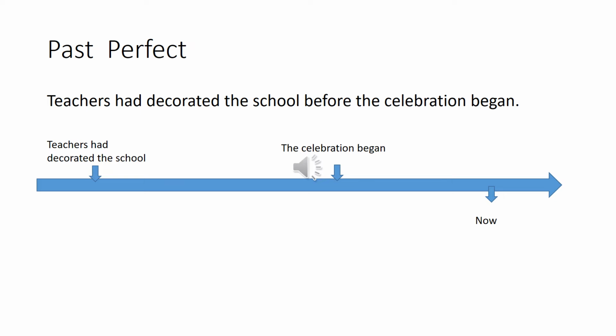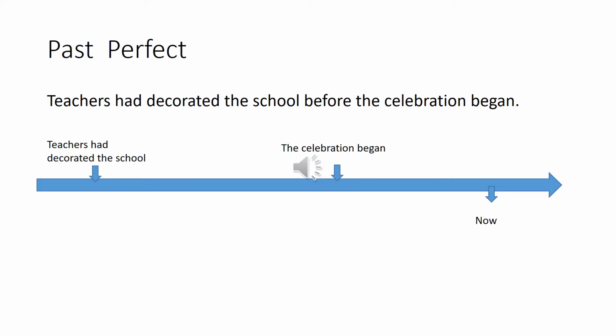Okay, the arrow mark in blue, you can see this now at the present time. And before that one action is there, the celebration began. And before that, teachers had decorated the school. See, that means the decoration finished before the celebration started. That's it. So this way you can arrange your sentences.